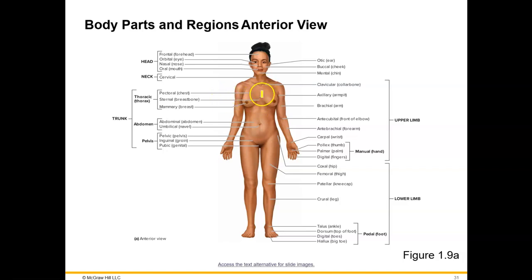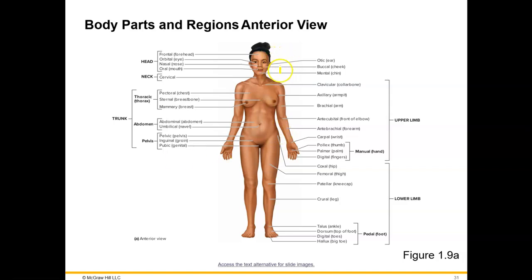All right, in the middle, we have the breastbone, which is the sternal region or the sternum. We have the breast, which is the mammary region. And then down below, we have the abdominal region, the abdomen, the umbilical region or the navel region, umbilical. And then for the pelvic region, we have the pelvis, the inguinal or the groin area, and then the pubic, which is the genital area. Those sometimes can be easy to get mixed up: pelvic, inguinal, and pubic.